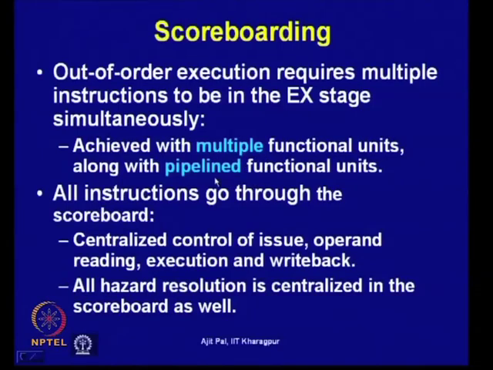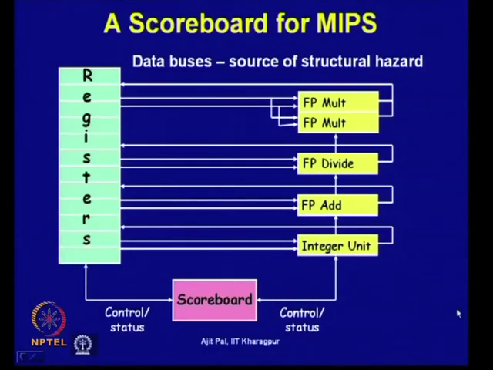In this context, it does not really matter whether you are using multiple functional units or pipelined functional units. All instructions go through the scoreboard, which is a centralized control of issue, operand reading, execution and write back. That means four operations, issue of instruction, reading of operands, execution of instruction and write back, are all controlled by a hardware known as the scoreboard, and all hazard detection is also centralized in the scoreboard. And this is the hardware we are eagerly waiting for.